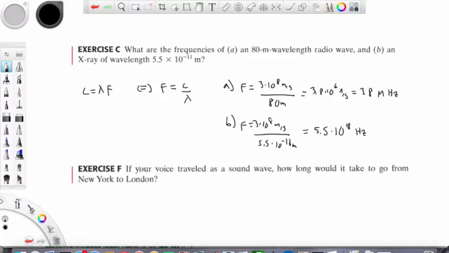hertz. In exercise F, we can compare the speed of sound and the speed of light in terms of time. So if your voice traveled as a sound wave, how long would it take to go from New York to London? The time would be the distance divided by the velocity of the sound, which is about 5,600 kilometers divided by 340 meters per second. That gives about 16,500 seconds, which is roughly 4.5 hours.